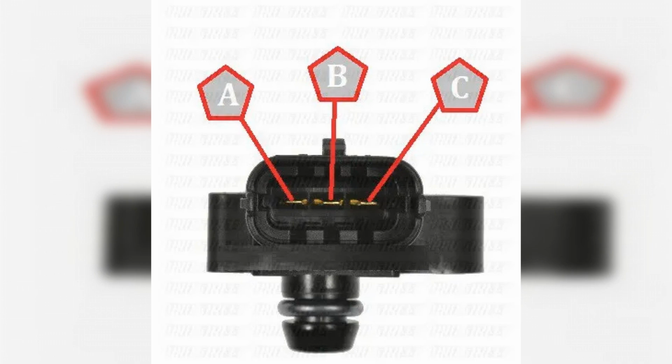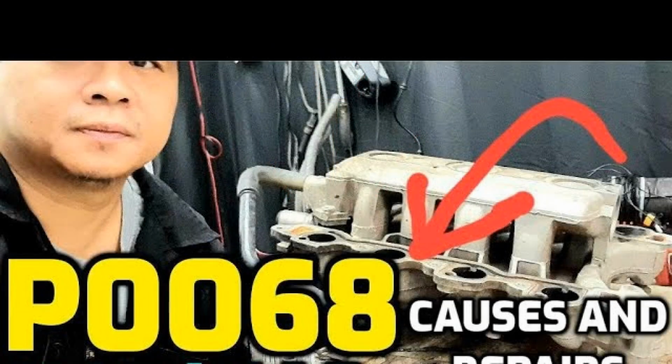Checking for leaks in the piping from the MAF sensor to the throttle body is one possible way of diagnosing code P0068. How to repair code P0068? There is no single solution to P0068. The large number of possible causes that trigger the code makes it difficult to find the right fix.